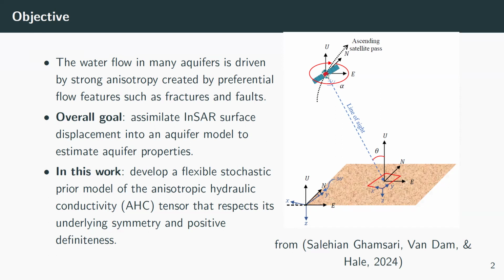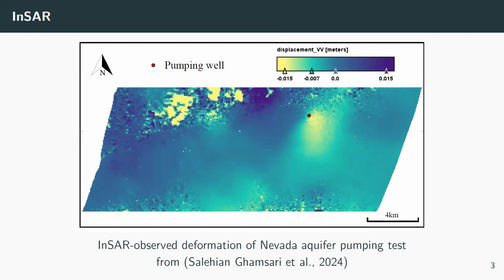and positive definiteness. So here you can see the result of surface displacement using InSAR of a Nevada aquifer pumping test. The red line shows the pumping well, and the groundwater was pumped out for 60 days. And here you can see about 50 millimeters of subsidence, and the elliptical shape of subsidence can be evidence of anisotropic hydraulic conductivity of the underlying aquifer.